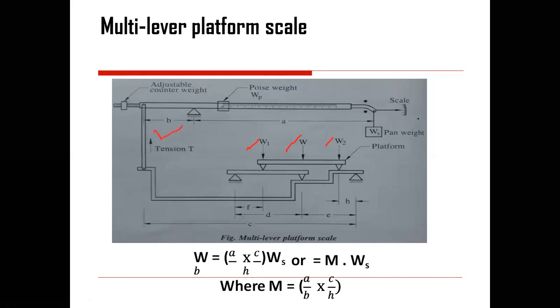Again, here your B, here your A. Then the pan weight is provided, the scale is provided, then your power weights are provided. This is nothing but the adjustable counterweight, and this is the tension that has been generated. So here is the force and these are the weights.